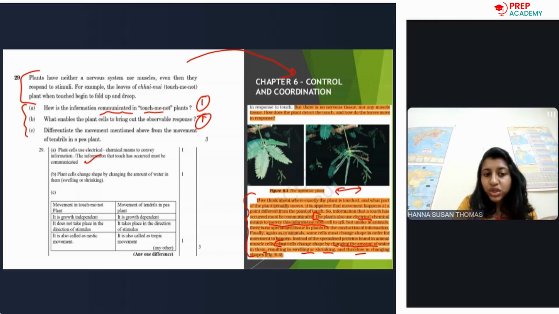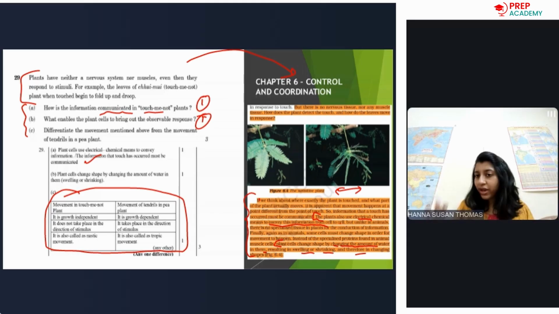Differentiate the movement mentioned above from the movement of tendrils of a pea plant. I haven't included the screenshot, sorry, by mistake. Here you have to compare the movement with respect to touch me not with respect to movement of tendrils in a pea plant. You have to write 4 points where each point will be awarded half marks each. So that makes this whole C part question 1 mark.